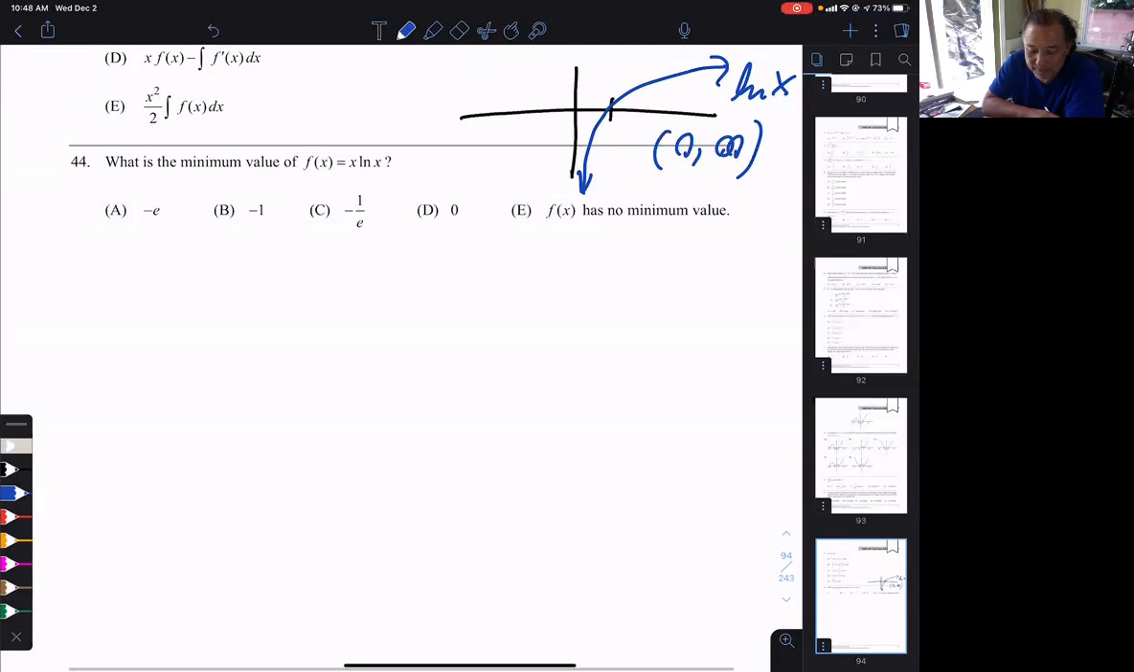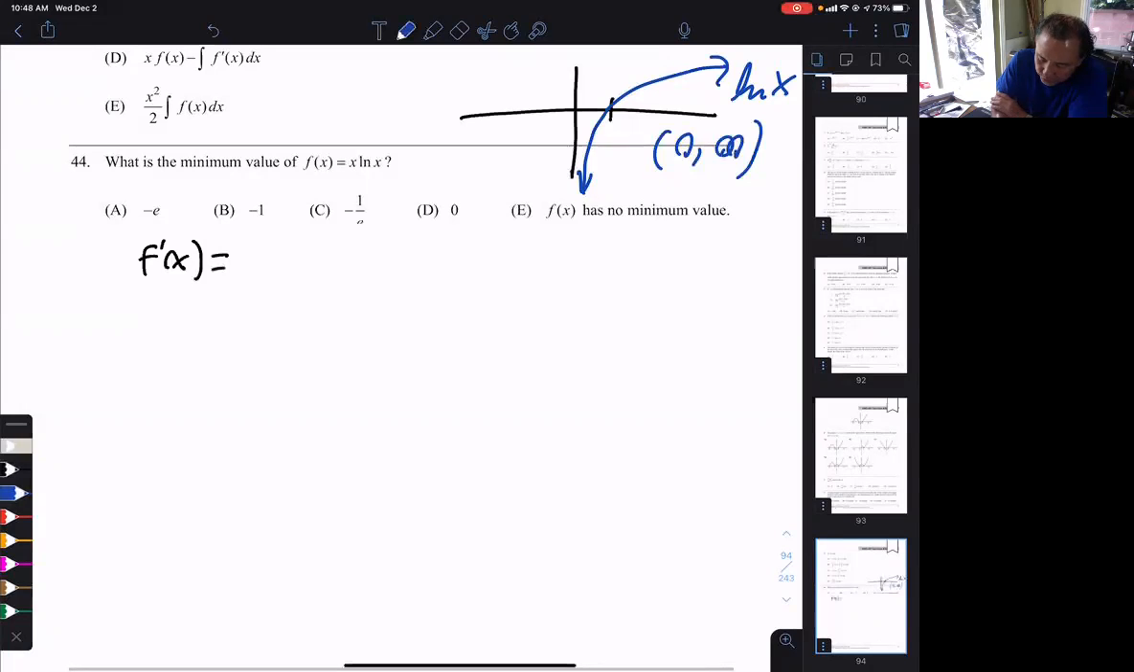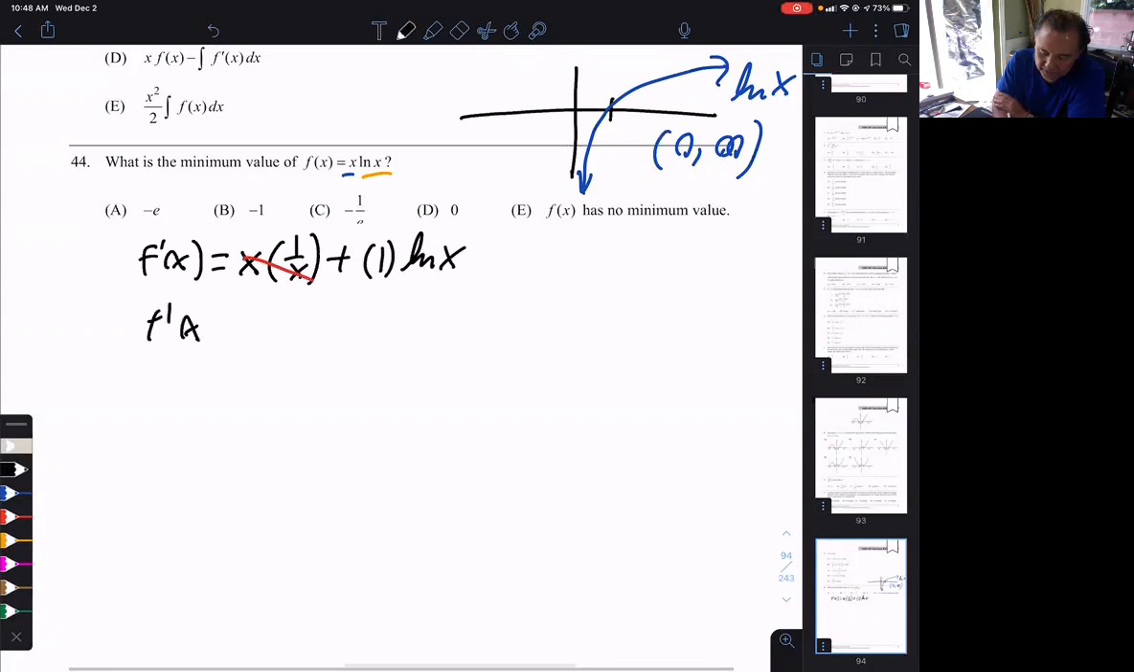So if it has a minimum value, it has to occur at a critical point. And how do we figure that out? That's what we're here for. Okay, so f of x, I want the derivative, f prime of x. I have a product rule because I'm multiplying two things. I leave the first alone, and I multiply by the derivative of the second. Then I take the derivative of the first and leave the second alone. And now I have a derivative that is 1 plus ln of x.